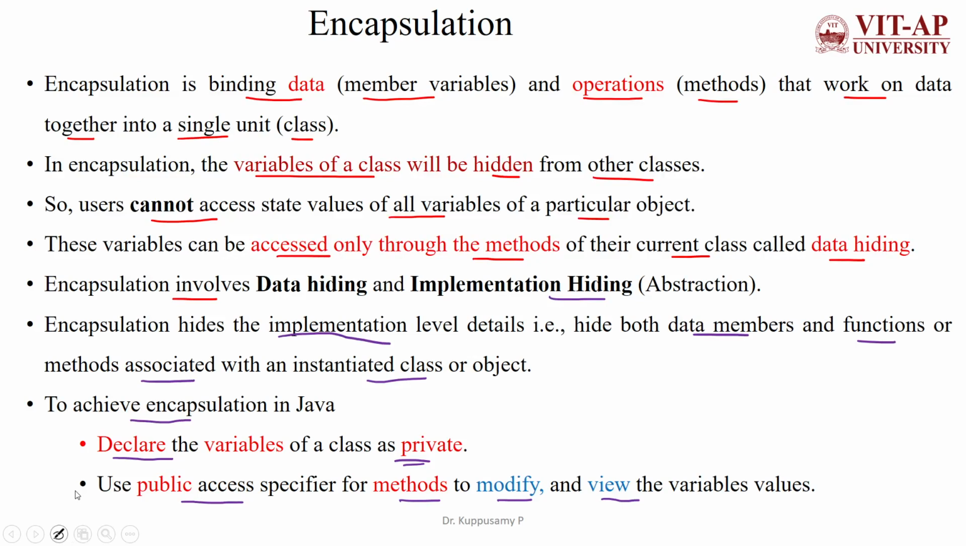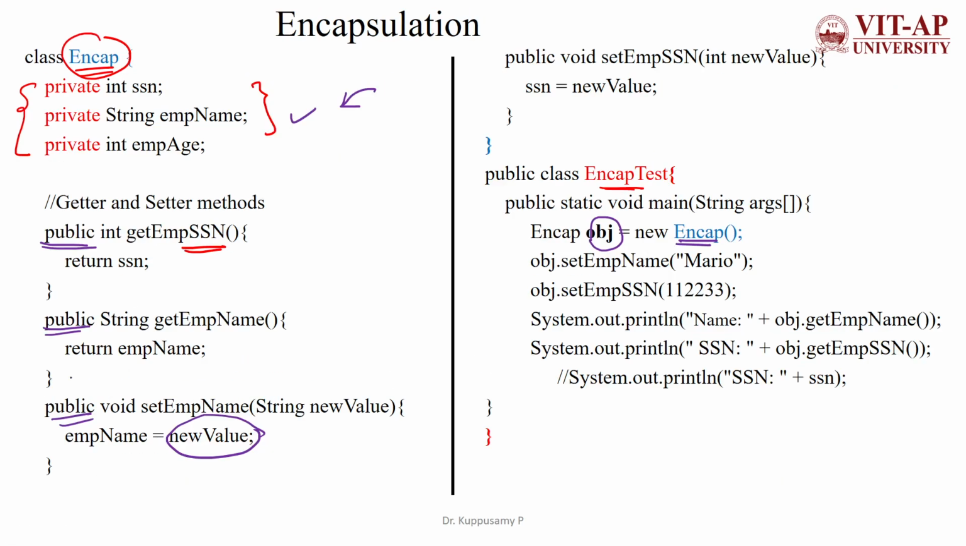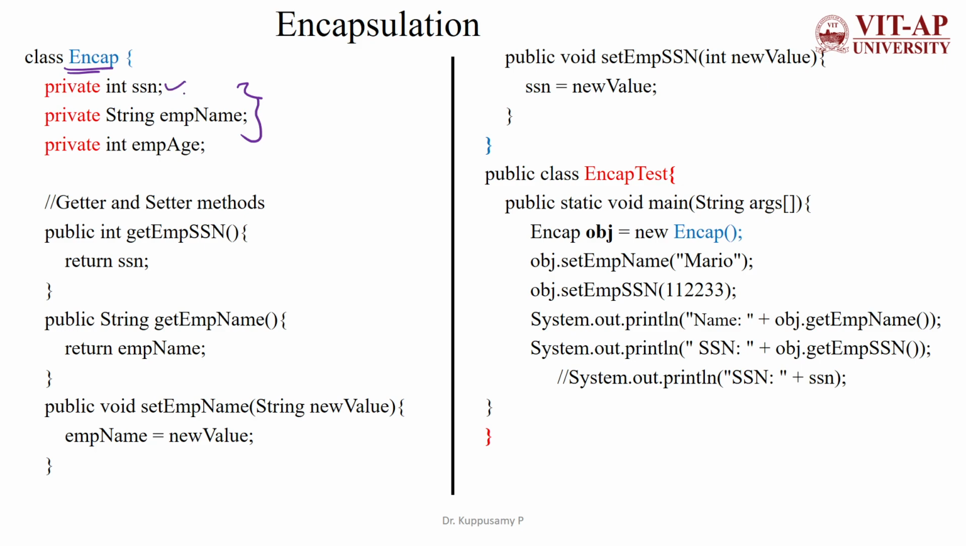Here the example is given by declaring the class encap, which has three variables: ssn, employee name and employee age, all private variables. Then to assign the values I am going to use a getter method and a setter method. The getter method is to access the values of variables, and the setter method is to set the values, that means assigning the values to those three variables.